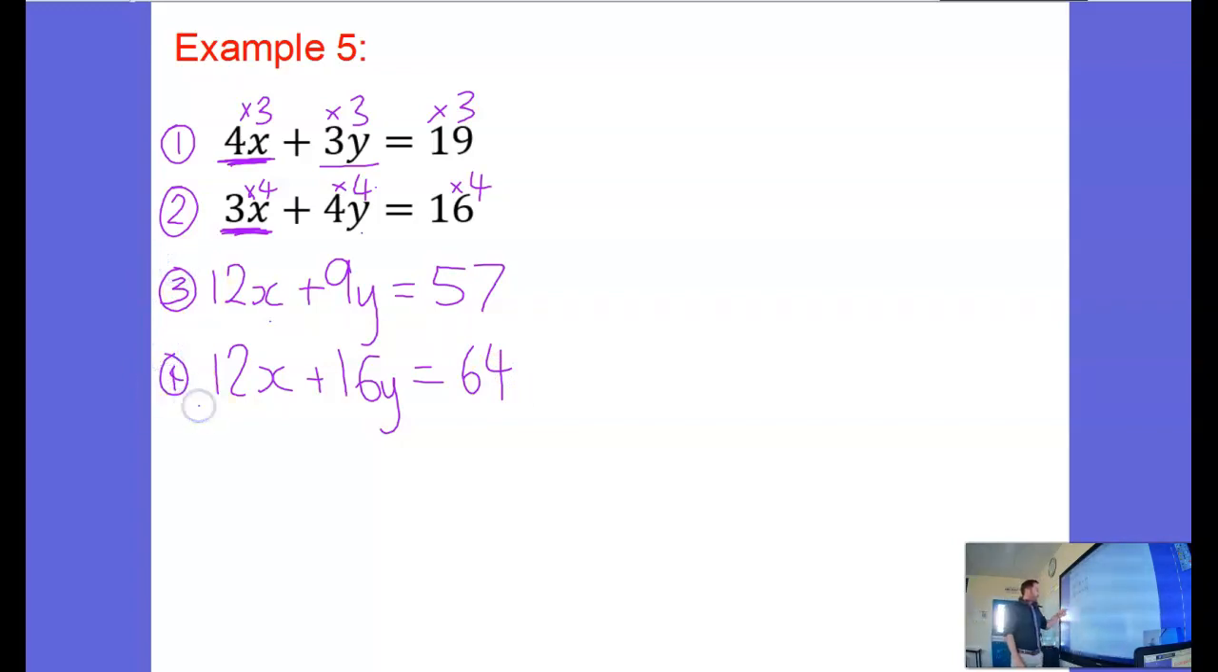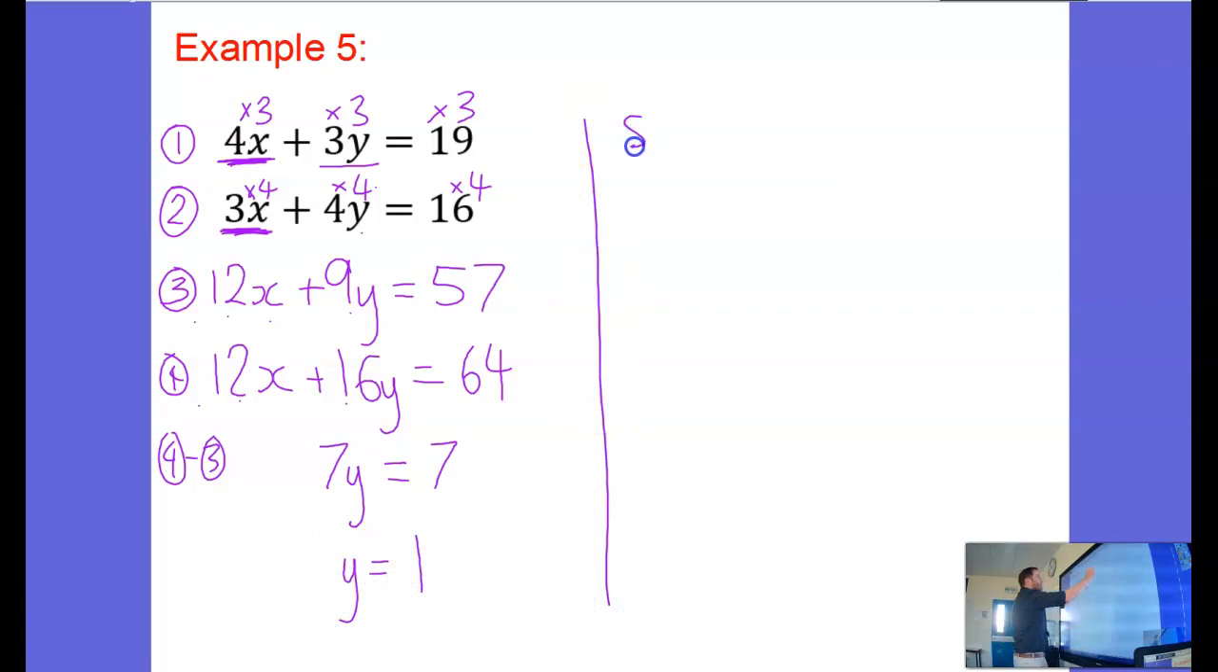I'm going to do equation 4 minus equation 3, and 12x minus 12x is 0, 16y minus 9y is 7y, and 64 minus 57 is 7. I think we can spot that y equals 1.